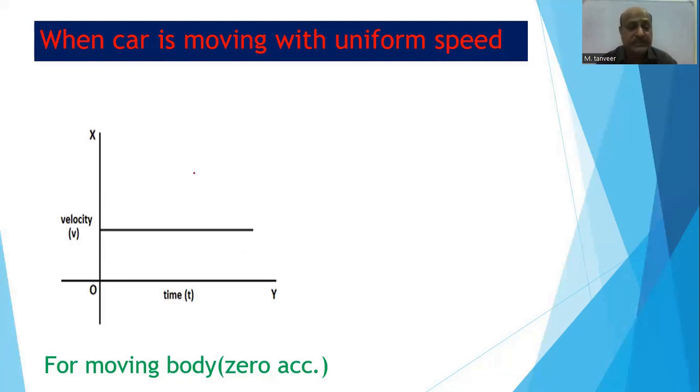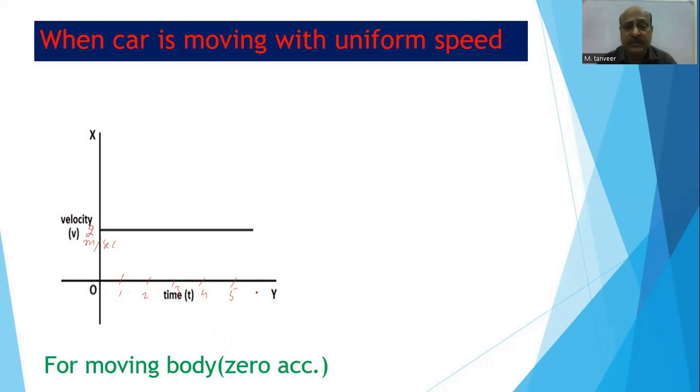But when you see this case, suppose velocity is 2 meters per second. Time is 1 second, 2 seconds, 3 seconds, 4 seconds, 5 seconds. There is no change in velocity. And the basic definition of acceleration, when velocity changes, we have discussed in detail what is acceleration. There is no change in velocity, so acceleration will be 0.